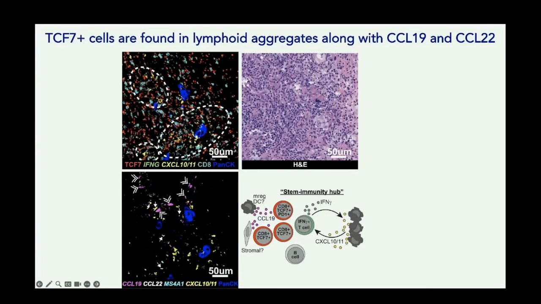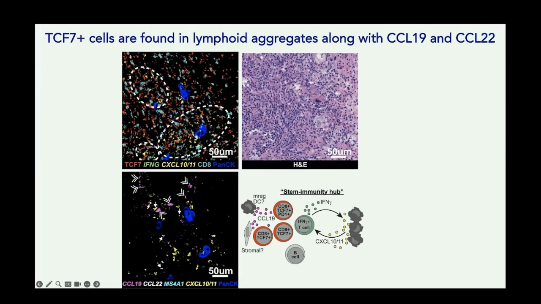The TCF7 positive T cells are further found to be co-present with CCL19 and CCL22. Interestingly, CCL19 is a chemokine, and we'll talk about that more in a minute, that is an attractor of these TCF7 positive T cells through the CCR7 chemokine receptor that's expressed on particularly TCF7 positive T cells. So we think essentially what's happening is that these hubs are forming with TCF7 positive T cells due to the presence of a chemokine that organizes these. In contrast, let's say, to the CXCL10/11, which is bringing in the activated T cells.